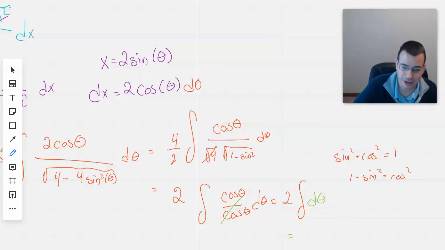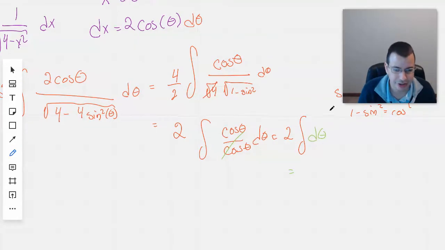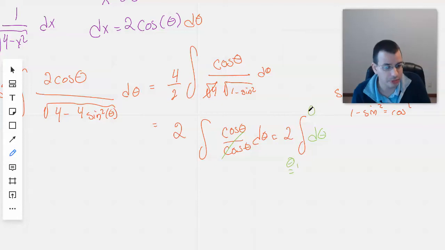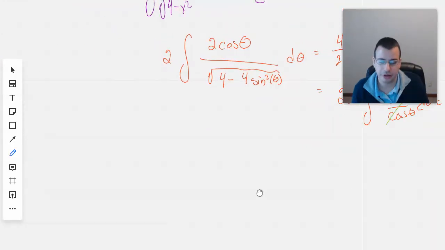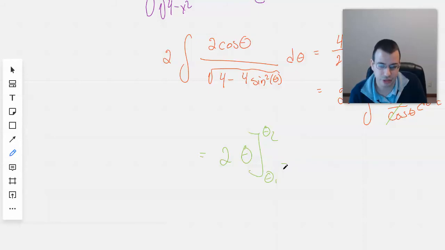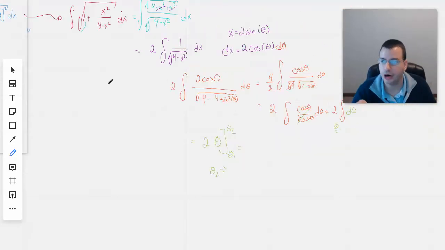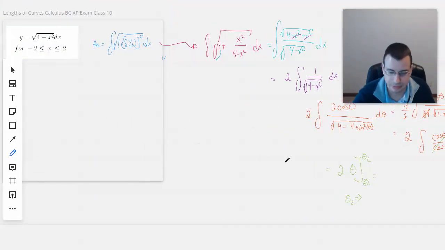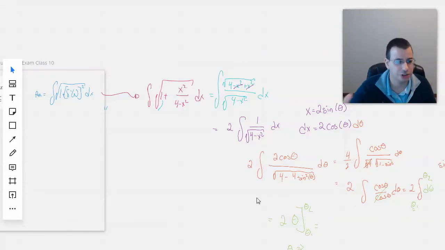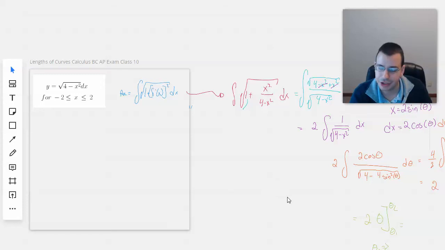So I should probably find the limits of integration. I'm not quite sure how I would convert this back into x. So I'm going to try and find out what the limits of integration would be here. We're going to go from theta 1 to theta 2. So rewrite this real quick. Come back over here. So our arc length will be 2 times theta from theta 1 to theta 2, where theta 2 equals, I'll make an arrow. So our big X, I'm going to come over, no, this is the problem of having all my work spread out like this. Unacceptable. So 2 and negative 2.